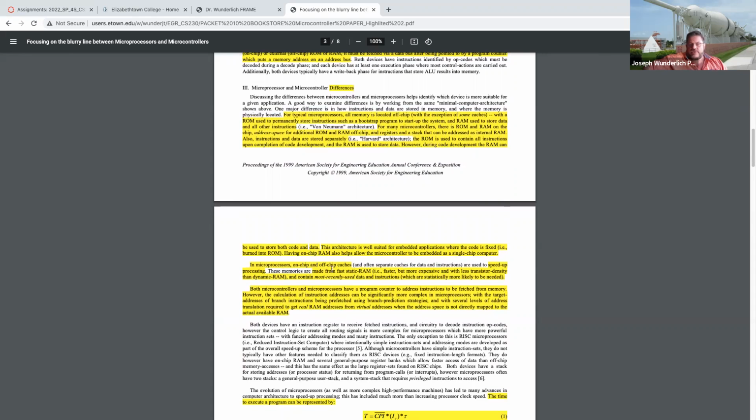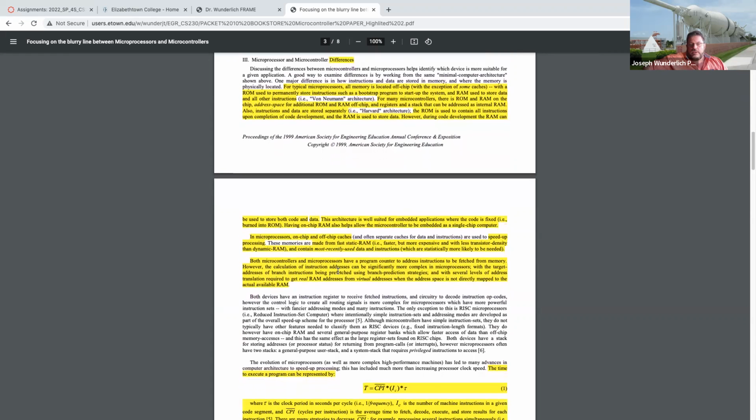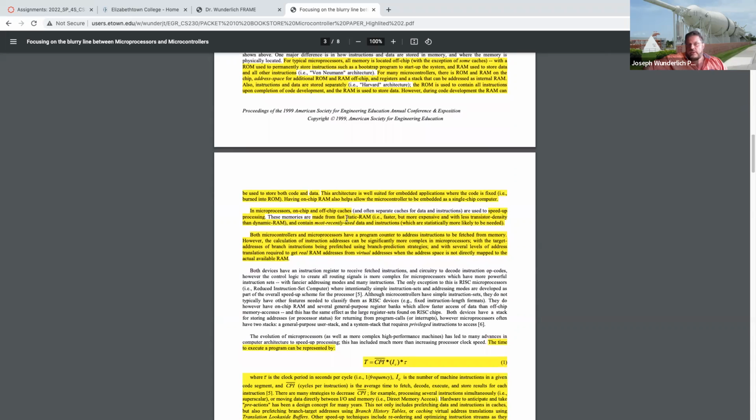Microprocessors have caches for speeding up things. And we talked about that in the last lecture. I'm not going to talk about that here. And we have a whole lecture on cache.